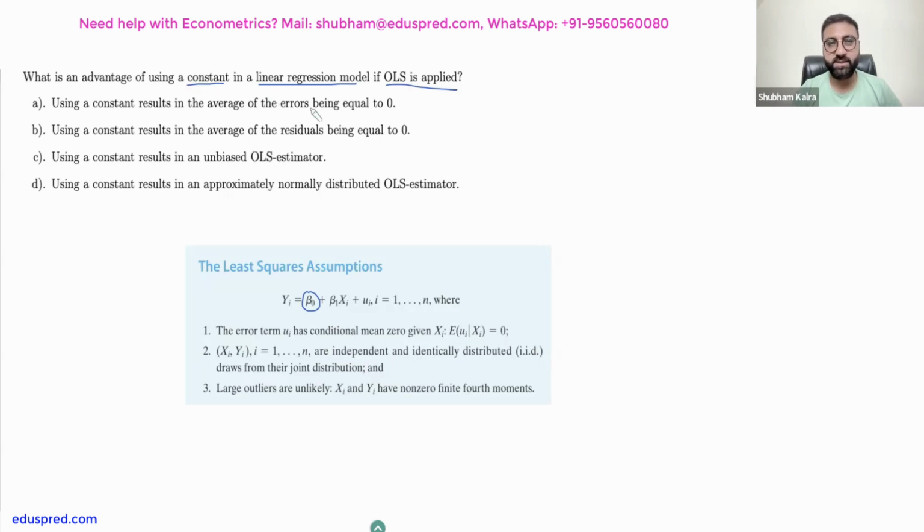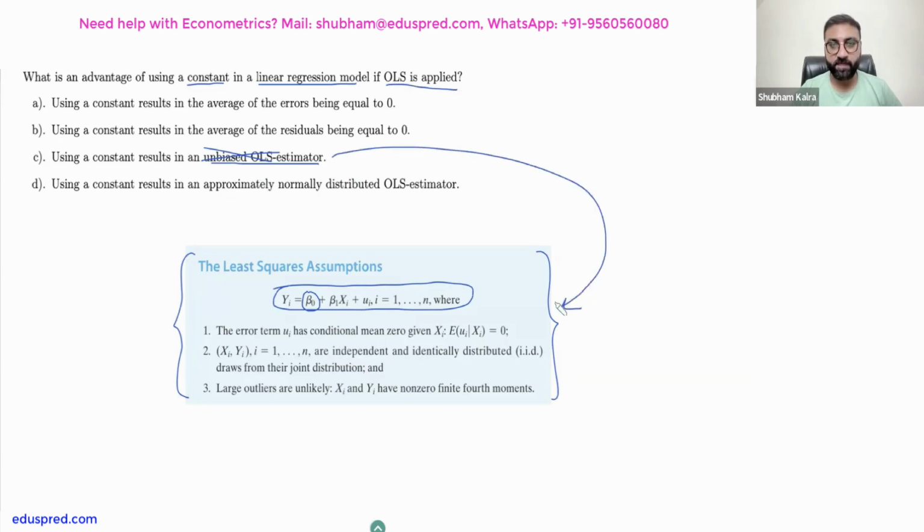Okay, so I can just assume that we are working with simple linear regression, that is something like this. Now, the reason I have written these assumptions over here is because I'm going to use these assumptions to rule out some of these options. So first of all, let's take a look at part C. It says using a constant results in an unbiased OLS estimator. Well, this is not correct because the unbiasedness of the OLS estimators has nothing to do with the presence or the absence of the constant. It is basically dependent on these three assumptions.